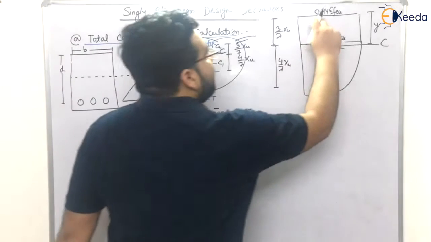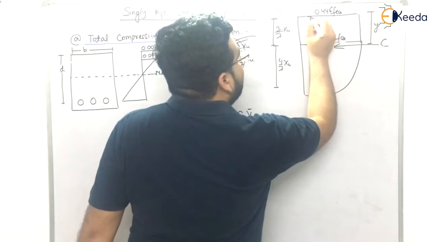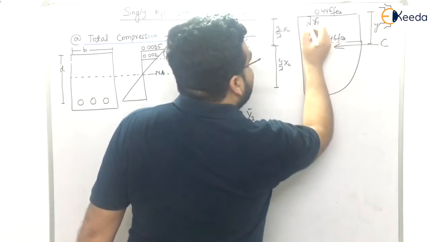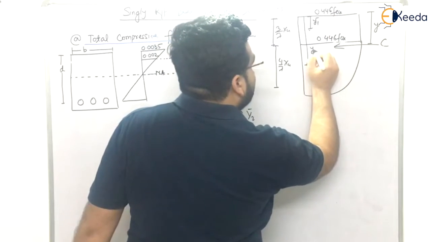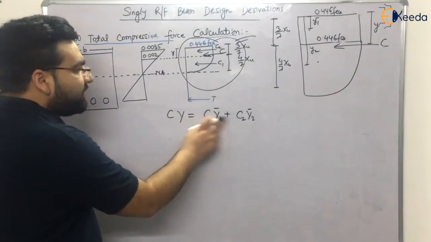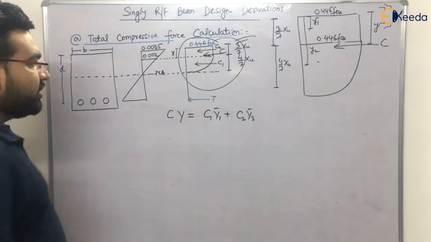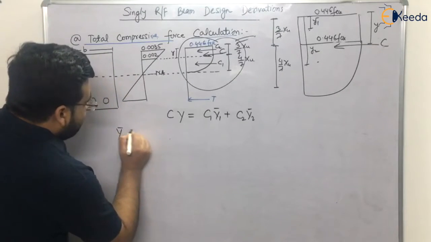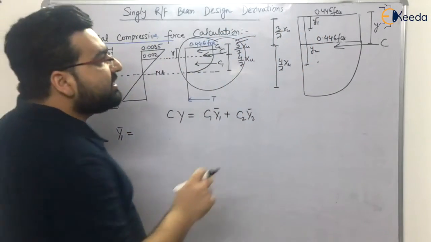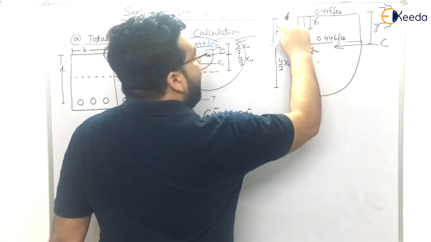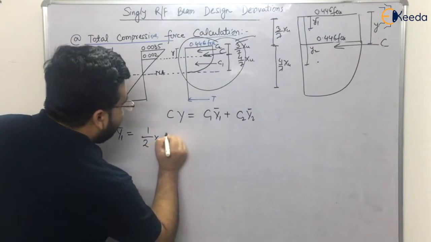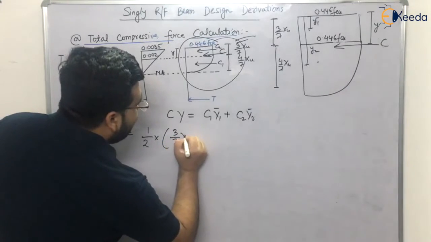For example, let us say for the centroid of this point, it is Y1 bar, and the centroid of this point, it is actually a distance of Y2 bar. If I get Y1 bar, Y2 bar, I can get the answer. I know the value C1 and C2, just now I have calculated, right? So first of all, Y1 bar. You know that for a rectangle, the centroid lies at the center. It means that Y1 bar will be equal to half of 3 by 7 XU. Simple.